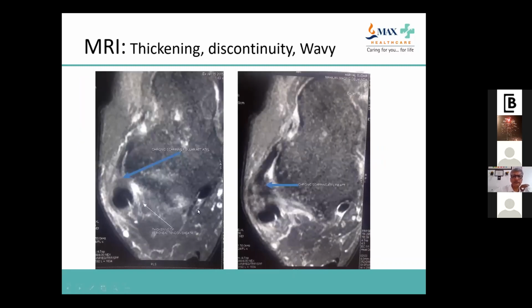The MRI pictures can present in different ways. It can show a frank tear if done early, but if it is done at later stages, maybe by the time the patient has taken a rehab program, conservative treatment, and it is still not improving, then what you see is chronic scarring. Chronic scarring is seen by an altered signal of the ligament.